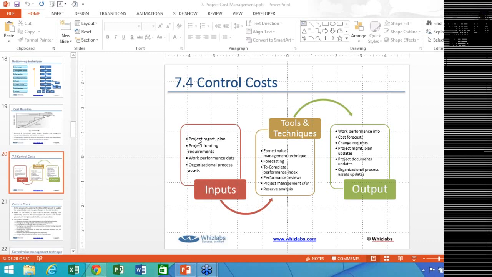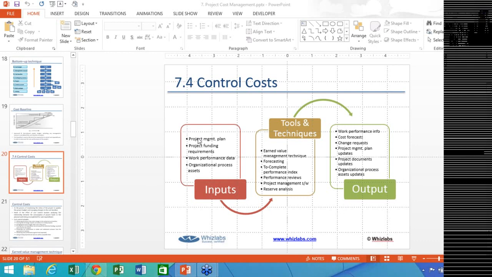The benefit of this technique is that we are able to complete more work in less amount of time with fewer resources. But the flip side is there is always a risk element attached, because when people are multitasking, when people are working on more than one activity, the chances of rework are pretty high.